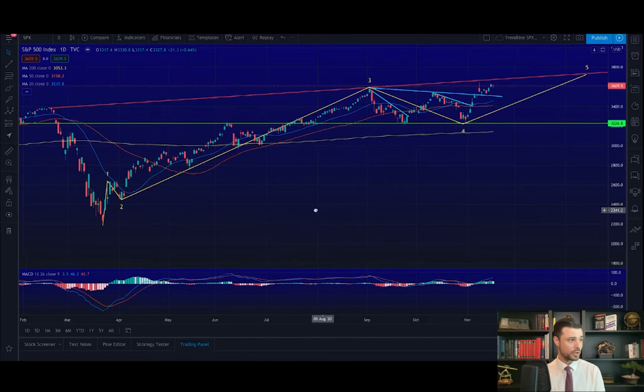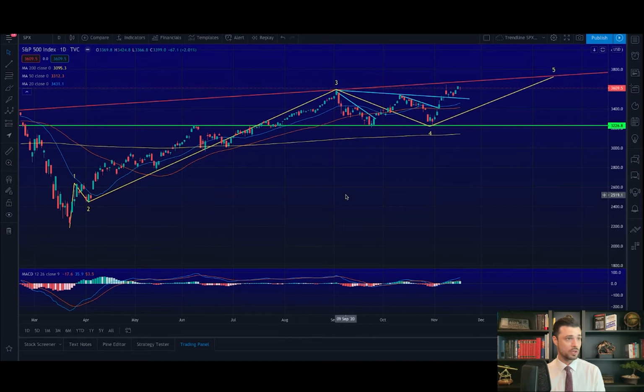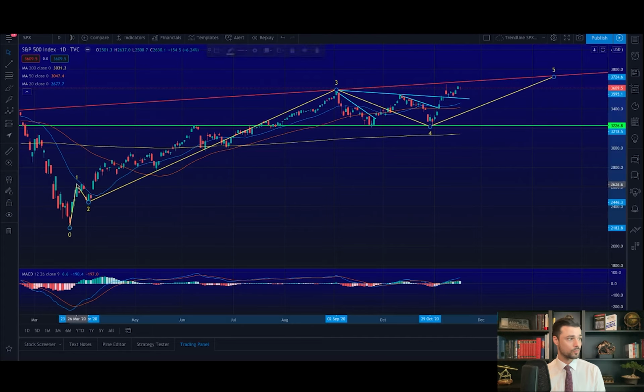Personally, I like to use it a lot. It's something that is working well for me. So here, Elliott wave first. All right. So we are in, to me, the 5th wave of this whole move up.